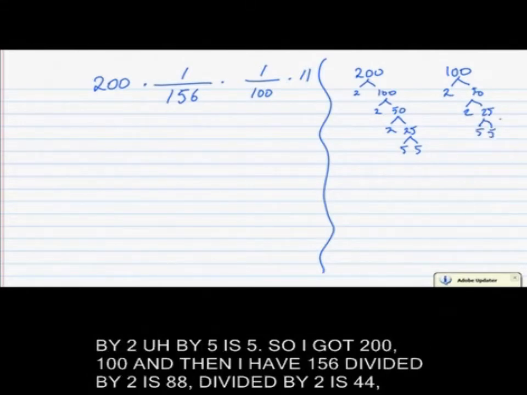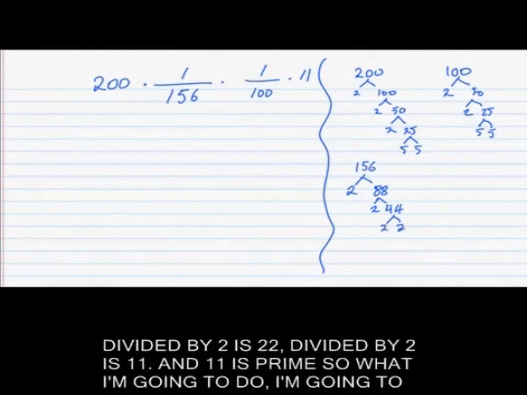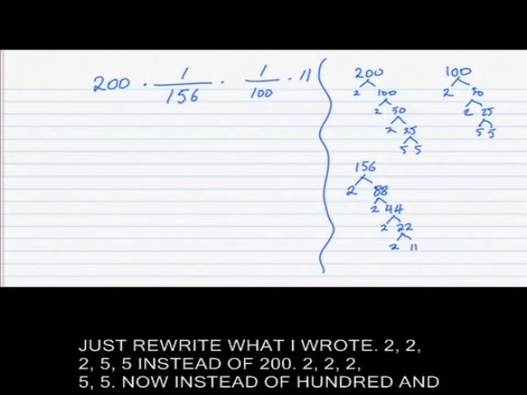So I got 200, 100, and then I have 156. Divided by 2 is 78. Divided by 2 is 39. Divided by 3 is 13. Divided by 13 is 1. Wait, in the video: divided by 2 is 88, divided by 2 is 44, divided by 2 is 22, divided by 2 is 11, and 11 is prime. So what I'm going to do is rewrite what I wrote.